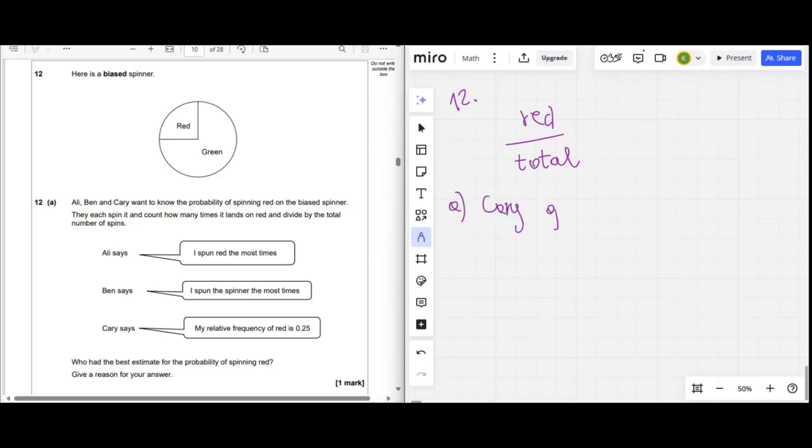Carey gave the exact number, about the exact value. So his estimate is the best. From the others' sayings, we cannot say much, to be honest, right? So his estimate is the best.